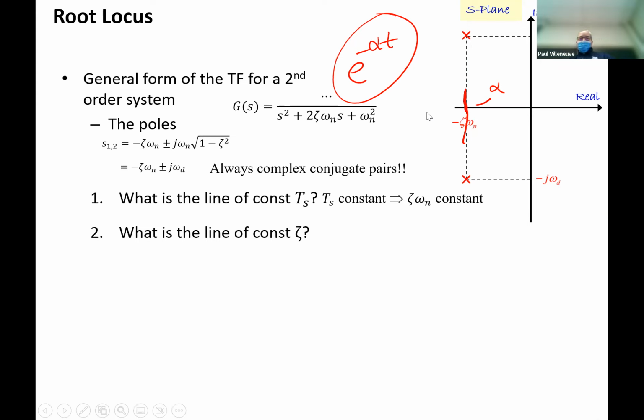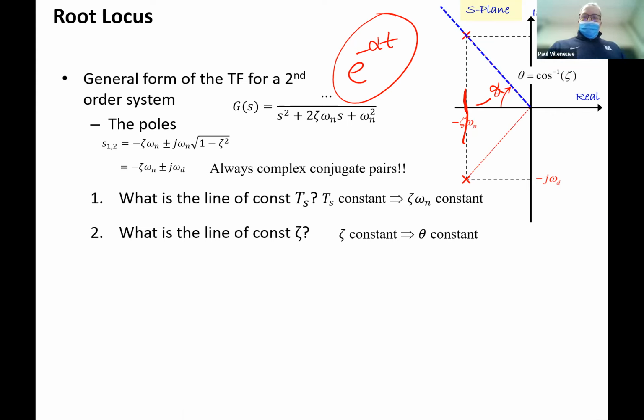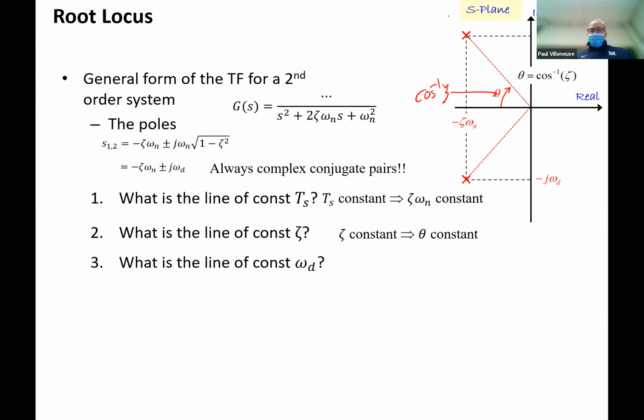What about what is constant with zeta? So zeta, if you remember, we'll do a little bit of trig identities here. If you recall from zeta, the inverse cosine of zeta gives you that value of theta. So this line right here, that blue line, tells you the constant damping that we have, okay? So it would always stay at 0.707 or whatever value you have.